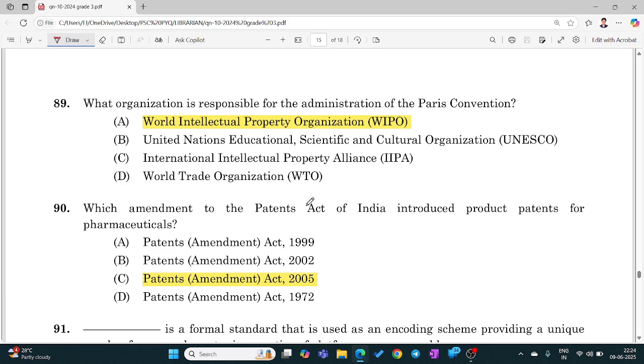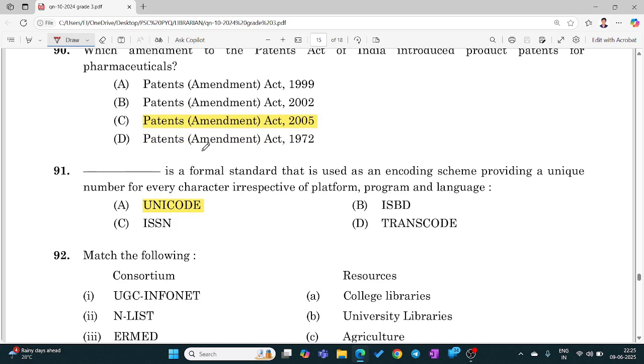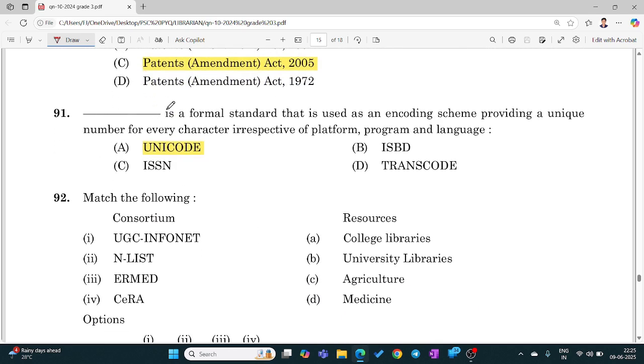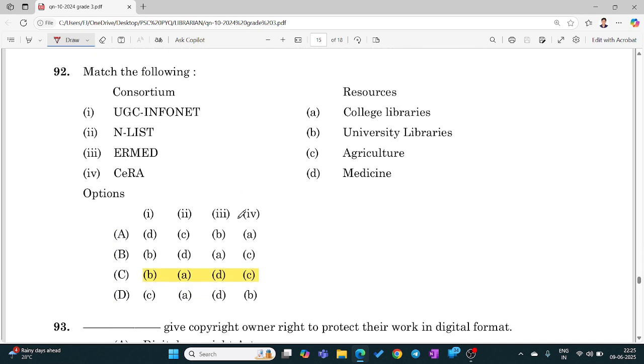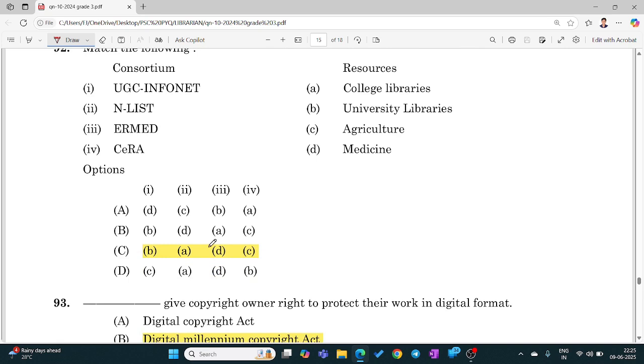Which amendment to the Patents Act of India introduced product patents for pharmaceuticals? Patents Amendment Act of 2005. Unicode is a formal standard that is used as an encoding scheme providing a unique number for every character irrespective of platform, program, and language. In this question, C is the answer.